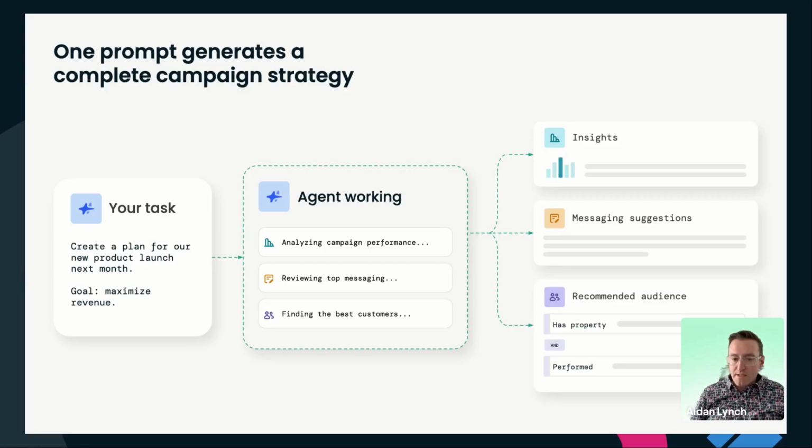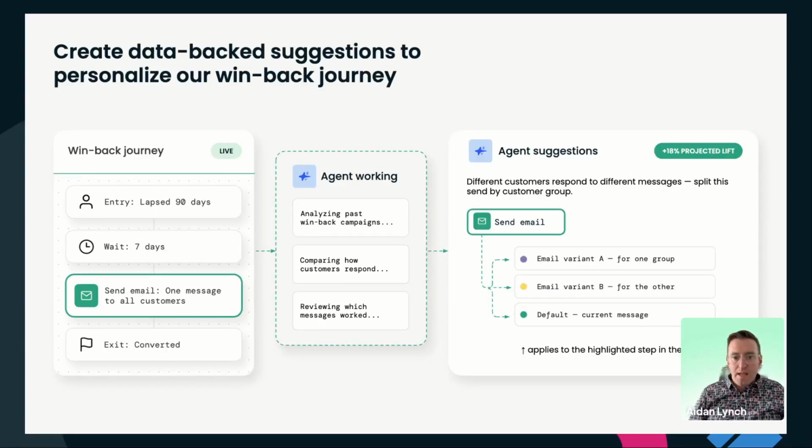The marketer is still exercising their judgment, but it dramatically reduces the amount of manual investigation that has to happen before a decision can be made. In this next scenario, we've got a simplified journey optimization example. So imagine you've got a generic win-back journey that sends the same message to every customer. Instead of manually analyzing performance to figure out what to change, the agent can look for opportunities to improve it. So in this example, it's recommending 3 message variations based on how different segments respond.